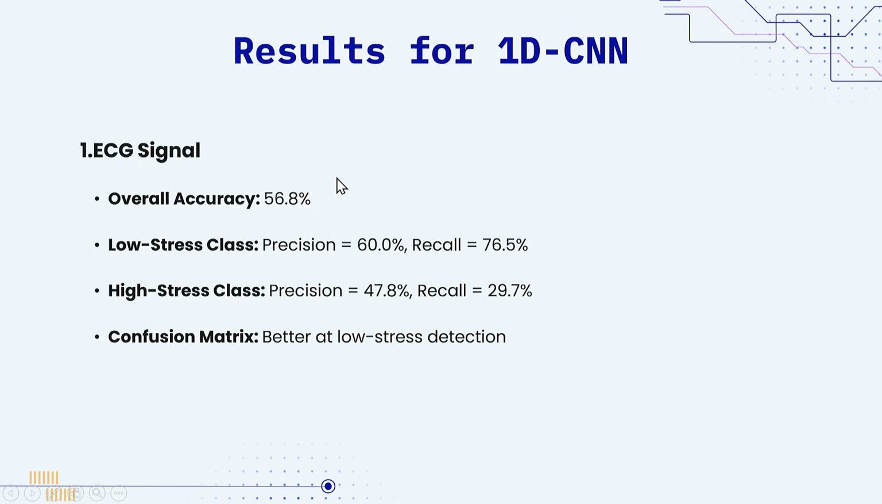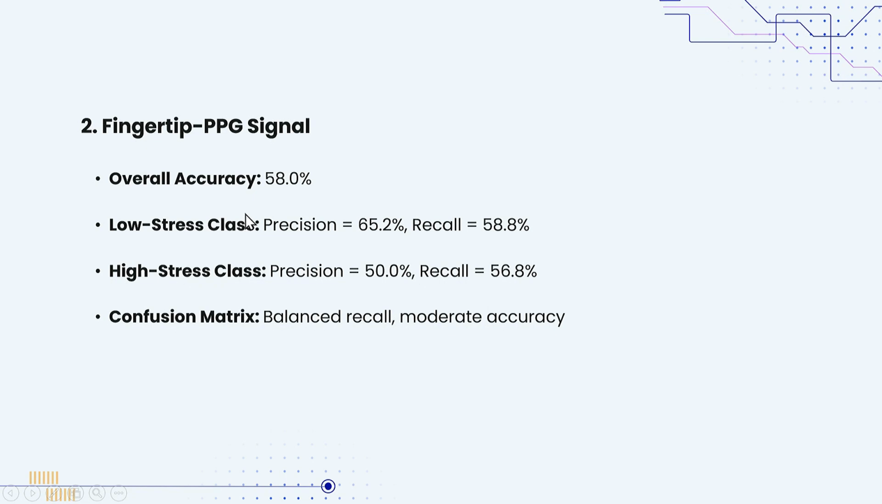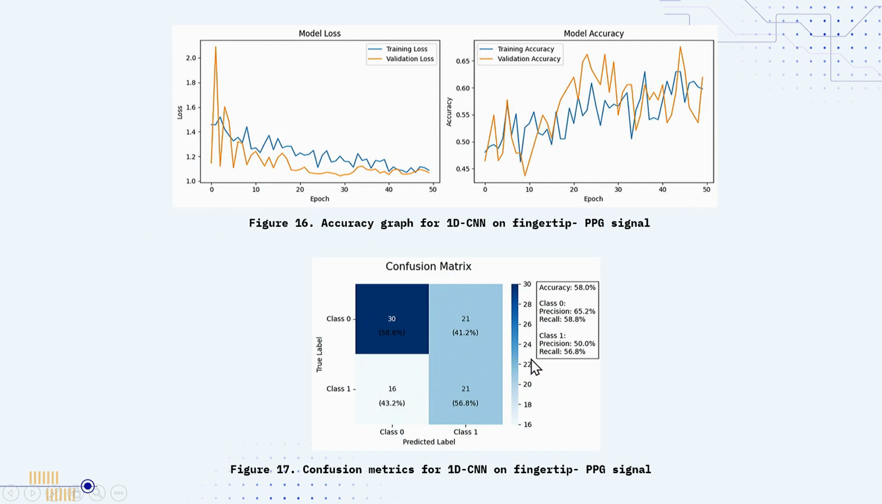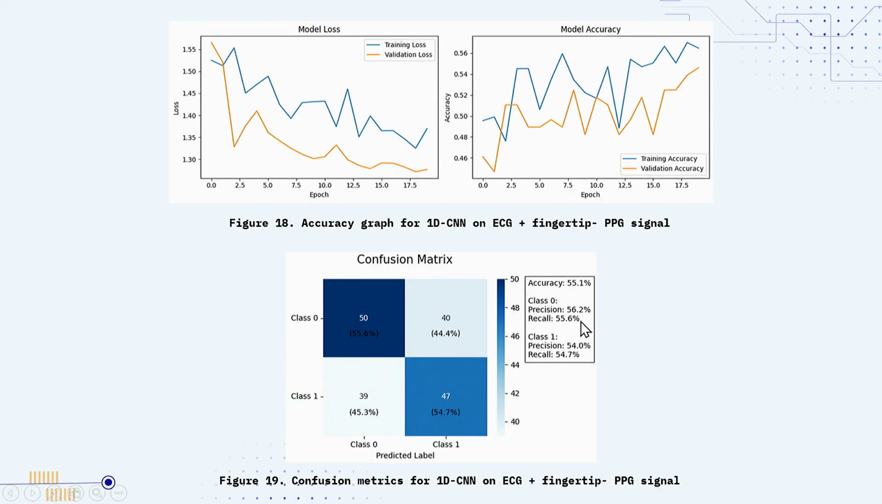For the 1D CNN, the results were not better than the machine learning classifiers. For ECG, it was 56.8%, and from the confusion matrix you can see it has just lower accuracies. For fingertip PPG, it received 58% accuracy, and from the confusion matrix you can see the balanced recall. For the combined dataset, it received an accuracy of 55.1%, and it showed balanced performance, as you can see from the recall again.